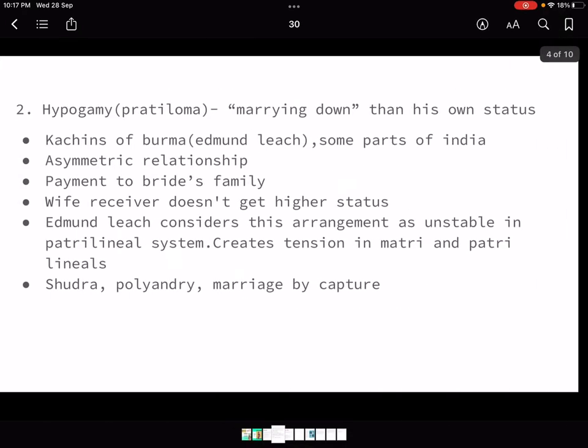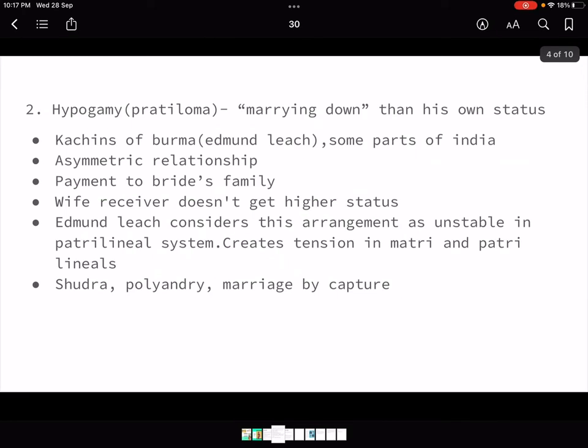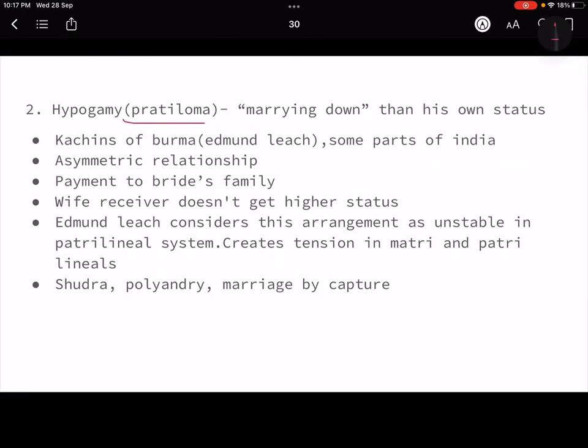Now comes hypogamy. Hypogamy is also called pratiloma. That means marrying down from your own status. For example, these are the three social groups in a society, and if the woman is from this group, she marries a man from this group. So that will be pratiloma.